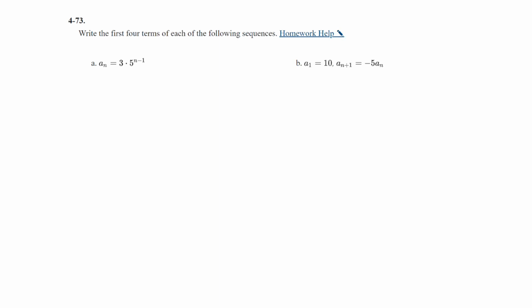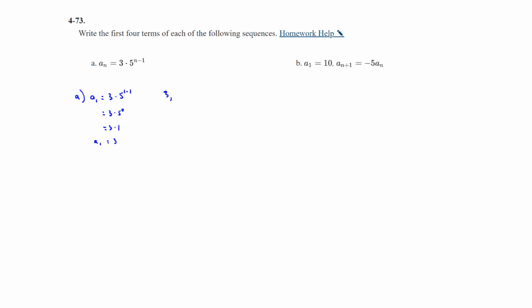Question 73, write the first four terms of each of the following sequences. So on part A, we have a geometric sequence. You can see that it's being multiplied. So the first four terms, A sub 1, that would be your first term. So 3 times 5 to the 1 minus 1. And so when we simplify that, that's 3 times 5 to the 0 power. 5 to the 0 is 1. So our first term is 3.